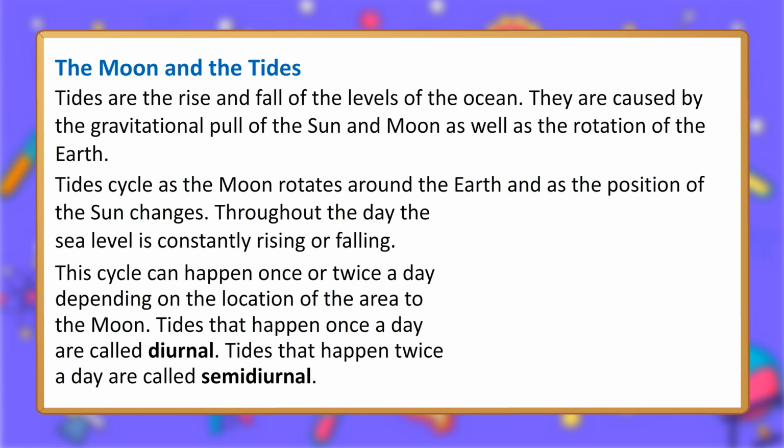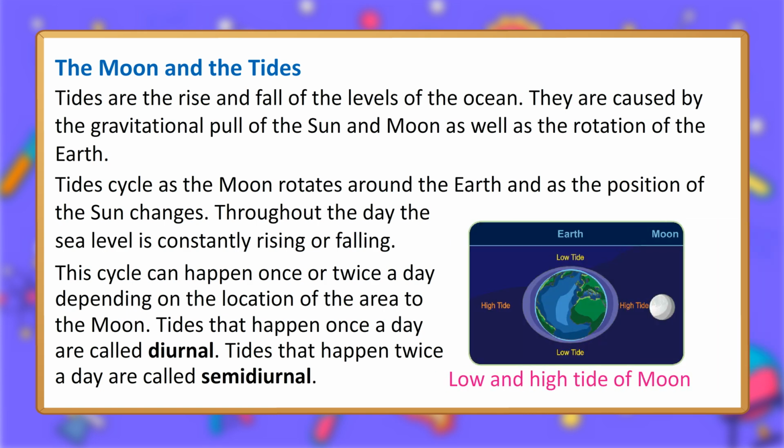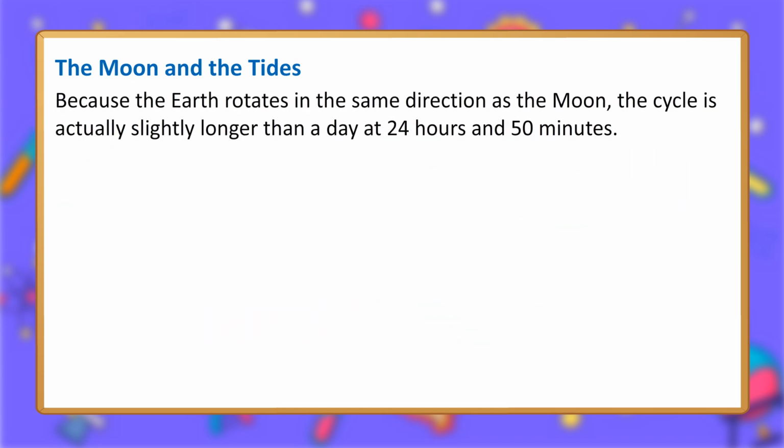Tides that happen once a day are called diurnal. Tides that happen twice a day are called semi-diurnal. Low and high tide of moon. Because the Earth rotates in the same direction as the moon, the cycle is actually slightly longer than a day, at 24 hours and 50 minutes.